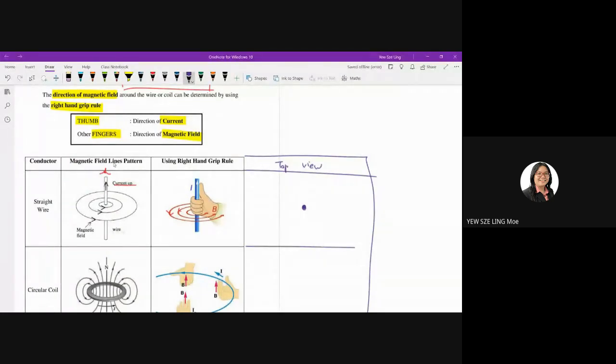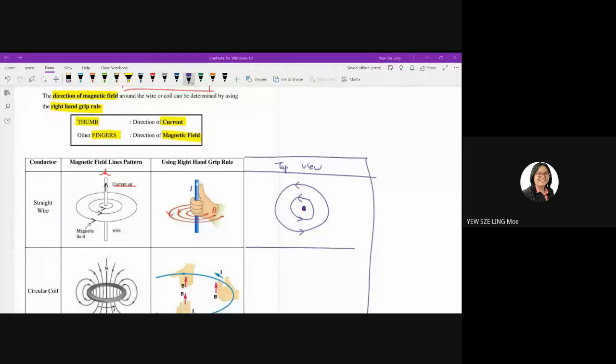And then if you look at the top view, if you observe it from the top, then you will have a magnetic field in an anti-clockwise direction. So you just draw a circle around it, and then you put the direction. That's it. That is how you sketch the diagram. So you need a 2D diagram in order to answer the questions.